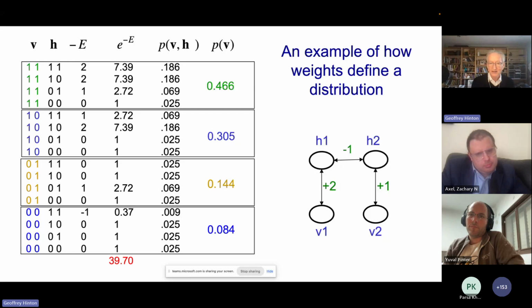And if you implement this and try it, yeah, it's roughly right. 0.466 of the time when you sample it at equilibrium, you'll see a 1,1. Seeing a 0,0 is going to be much rarer. You'll see that about 0.084 of the time.